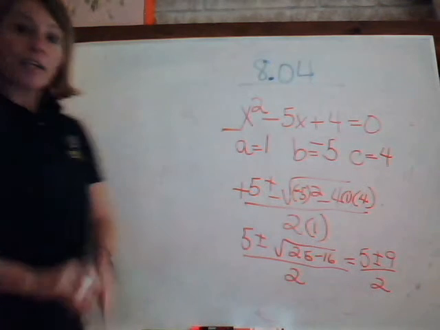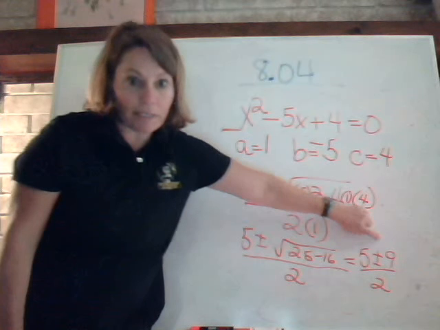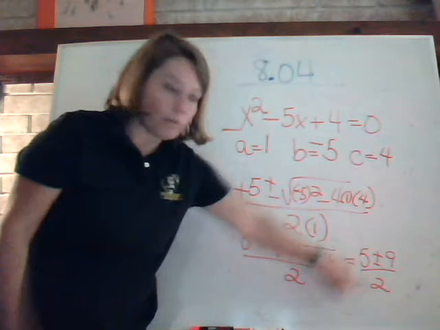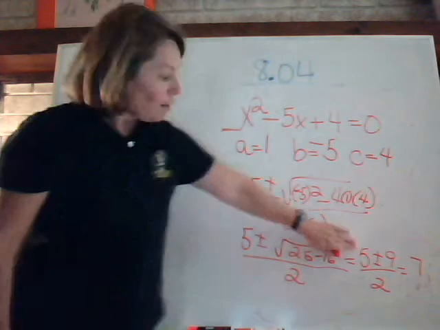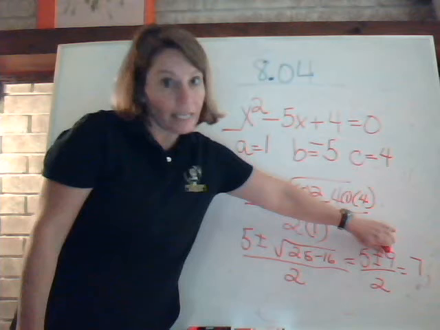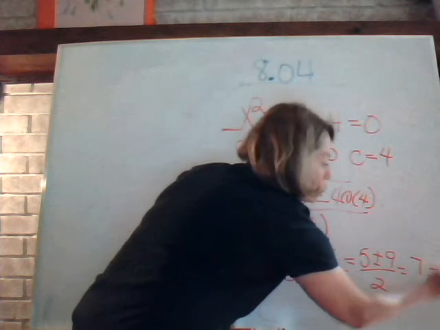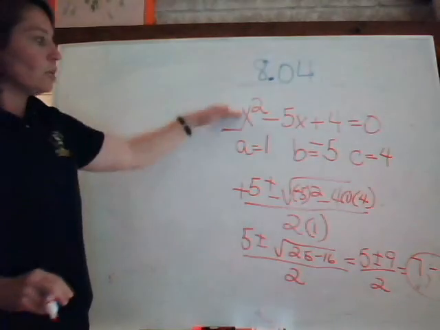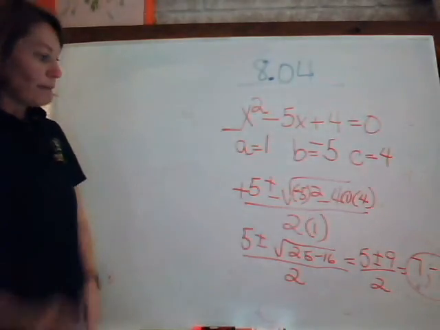So now I need to figure out my two solutions. Let's take one at a time. 5 plus 9 is 14, divided by 2 is 7. So one of my solutions is 7. 5 minus 9 is negative 4. Negative 4 divided by 2 is negative 2. So there is my other solution. So 7 and negative 2 are my two solutions to the quadratic. And that's how I would solve that.